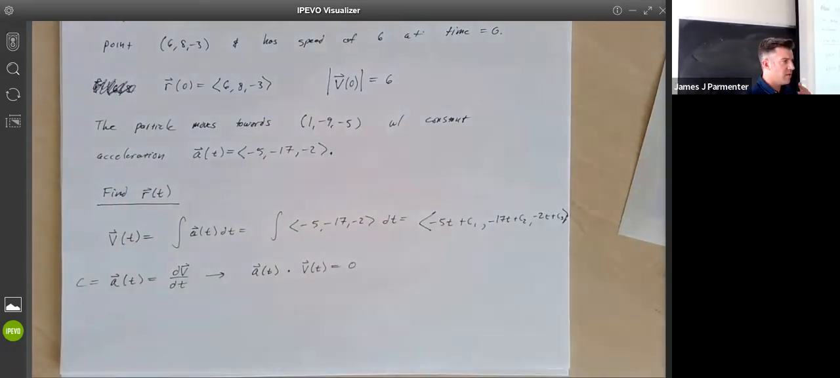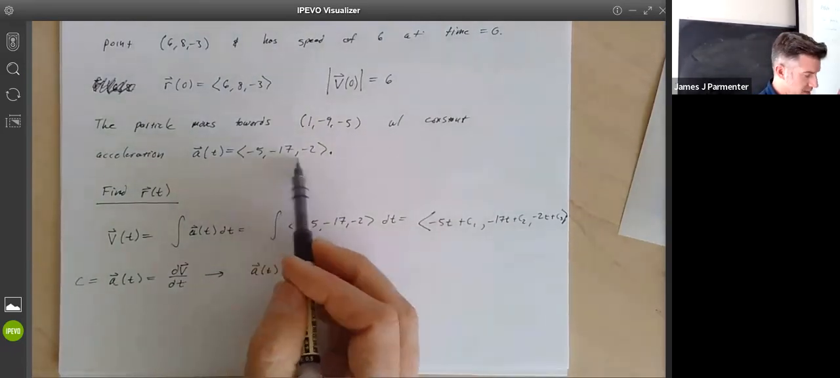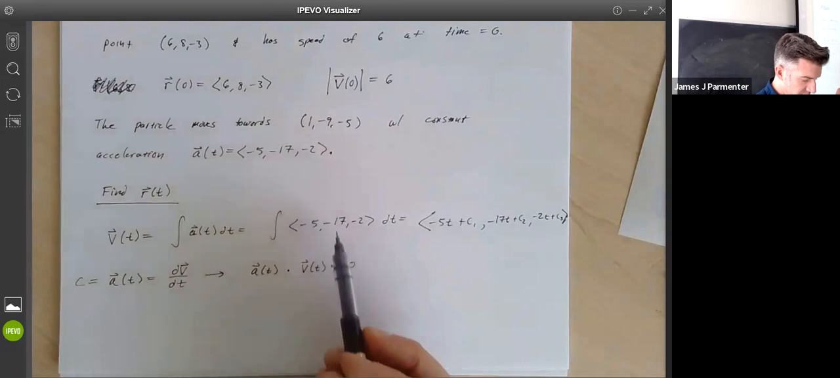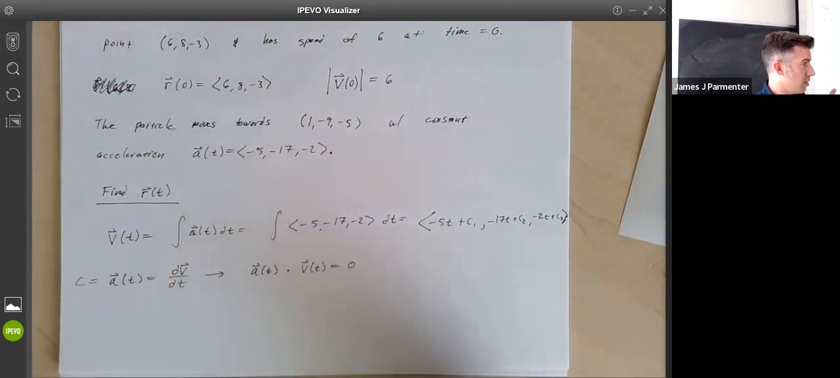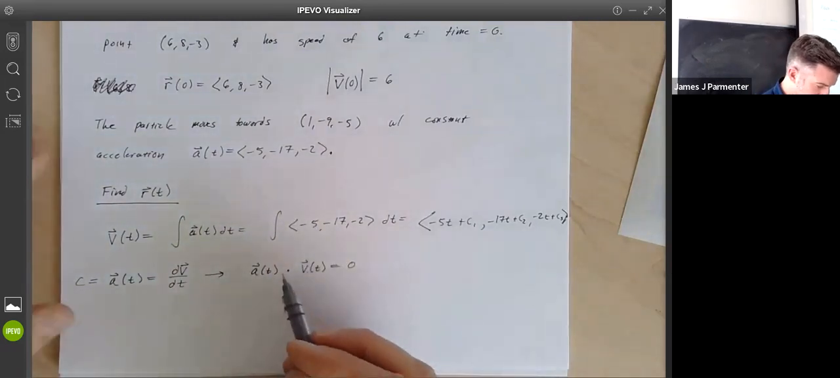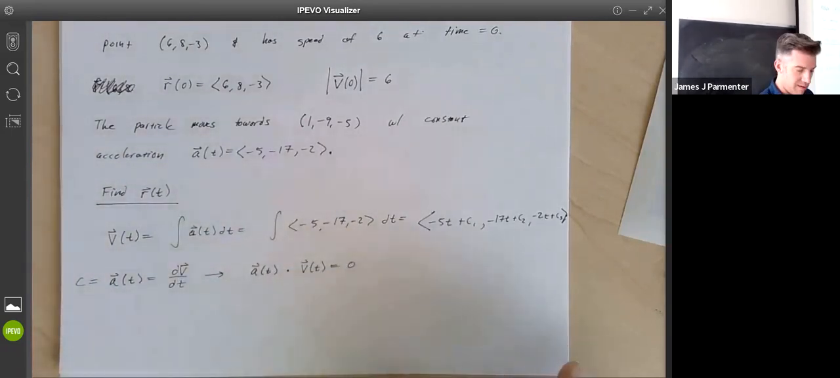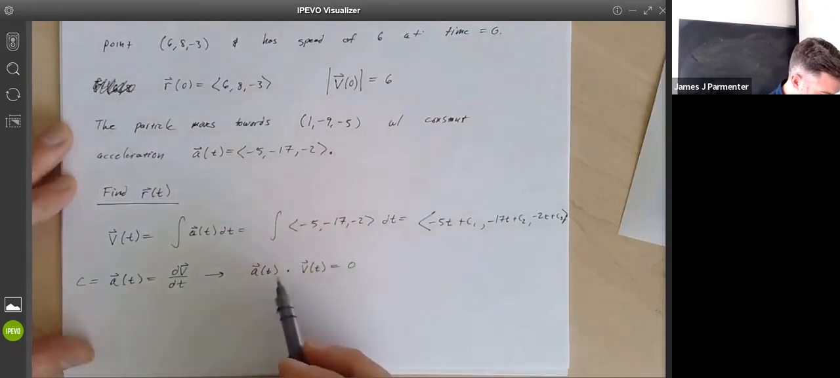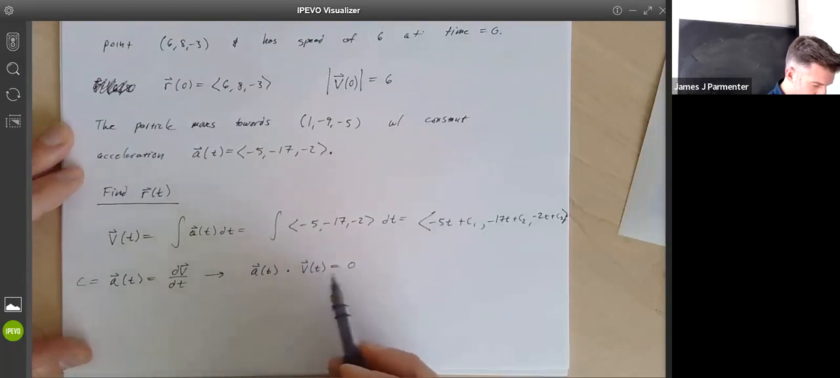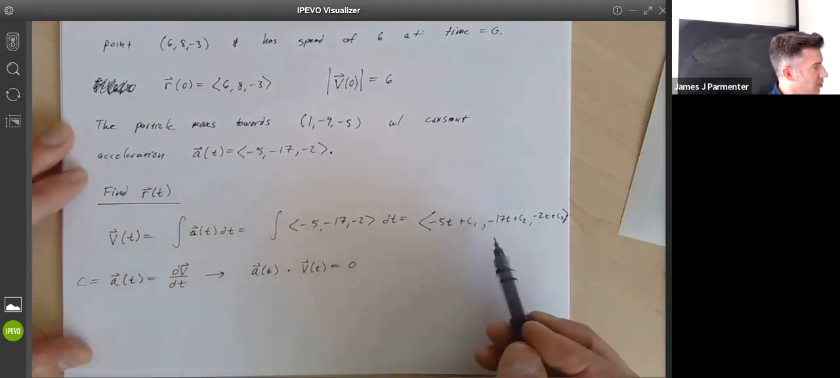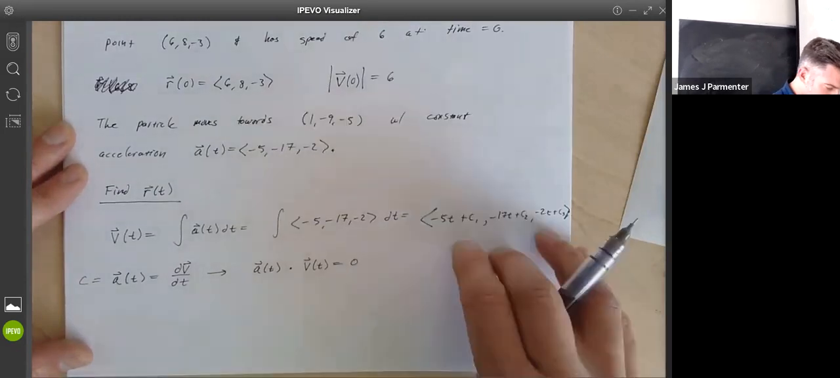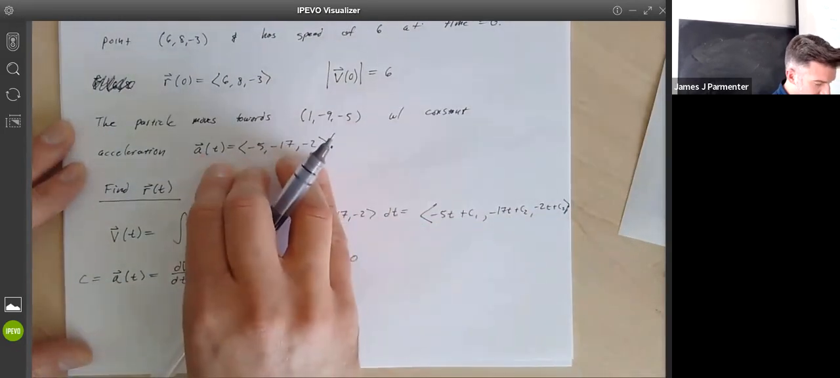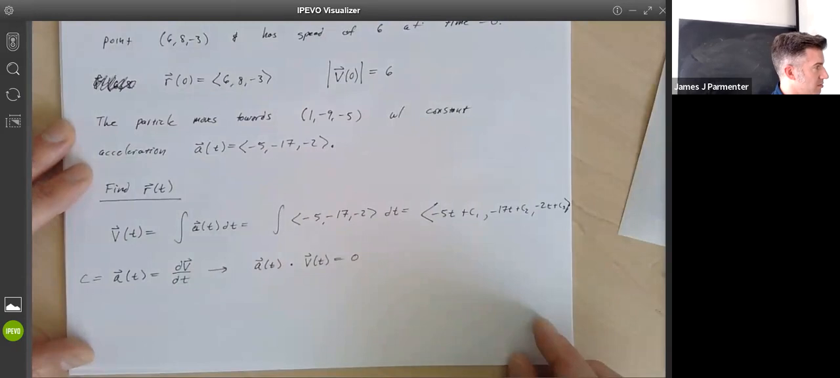You might be wondering why this is helpful. Well, we know the acceleration vector is this. And we know that the velocity vector dotted with it needs to be 0. So we can say, okay, this dot that. These have to dot to 0, so we can hopefully find the velocity vector. But here's my velocity vector. Oh yeah, okay. So now what we're going to do is say this dotted with that has to give us 0.